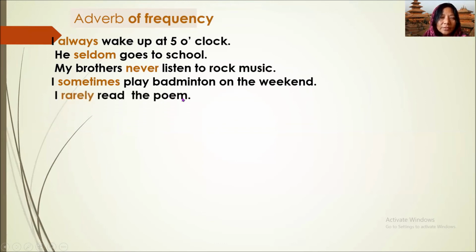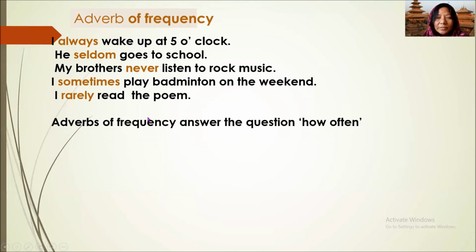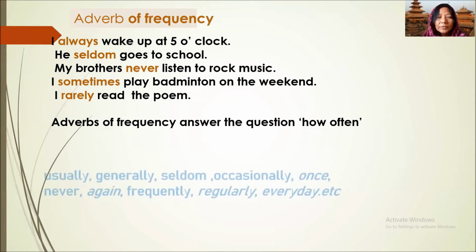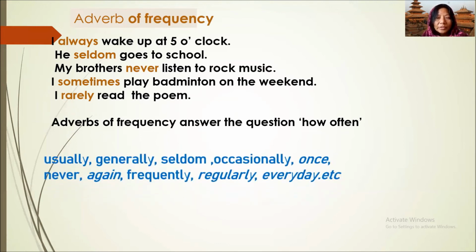Here is another sentence. I rarely read the poem. How often do I read the poem? Rarely. So rarely, sometimes, never, seldom, always, they are adverb of frequency because they give the answer of how often. So adverb of frequency answers the question how often. The examples of adverb of frequency are usually, generally, seldom, occasionally, once, never, again, frequently, regularly, every day, etc.